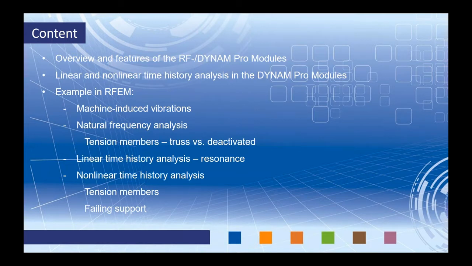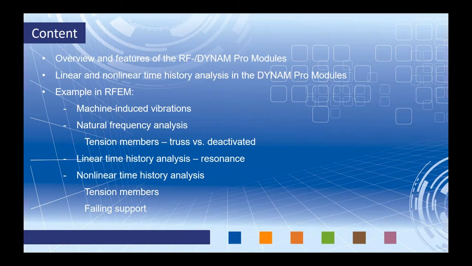We'll go ahead and perform a natural frequency analysis. And with this, we'll have two different cases. In our structure today, we're going to have tension-only members. Now, the natural frequency analysis is a linear analysis. So by default, the program will automatically substitute in a truss member for those tension-only members. The second case that we want to take a look at is how our frequencies and mode shapes change when we actually deactivate those failing tension-only members.